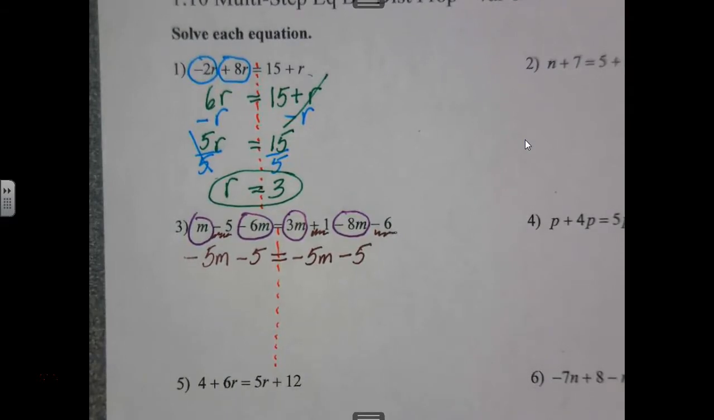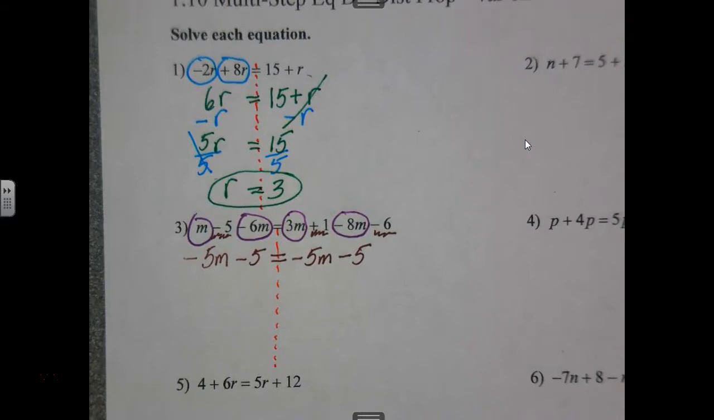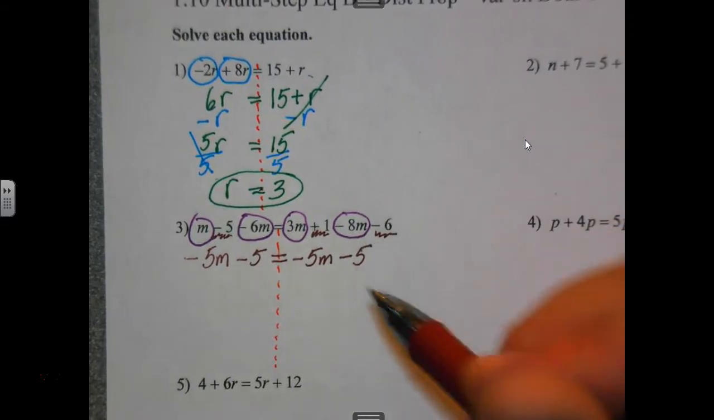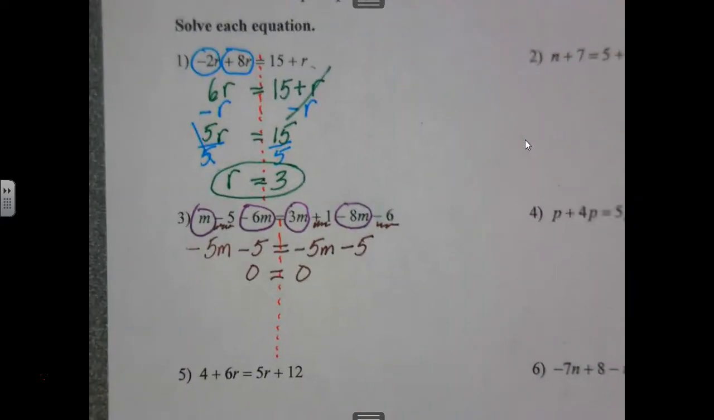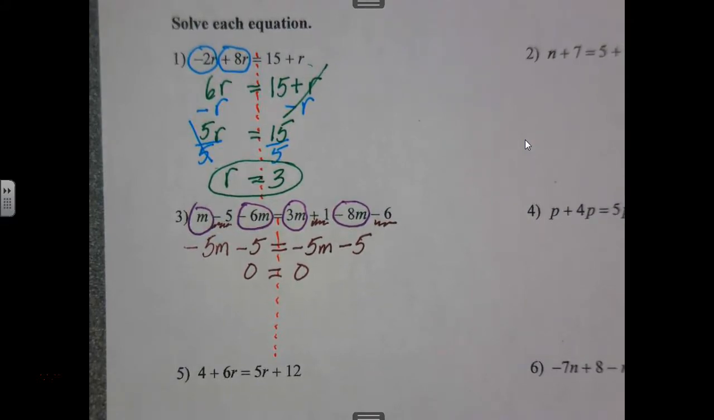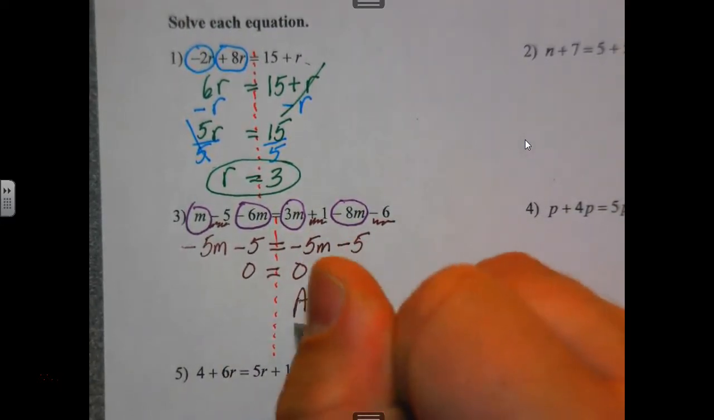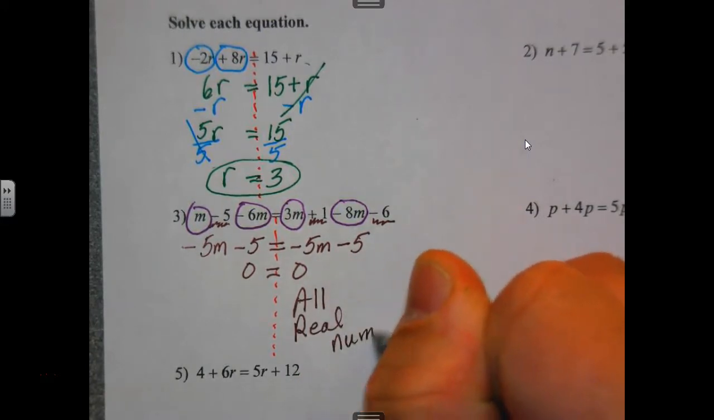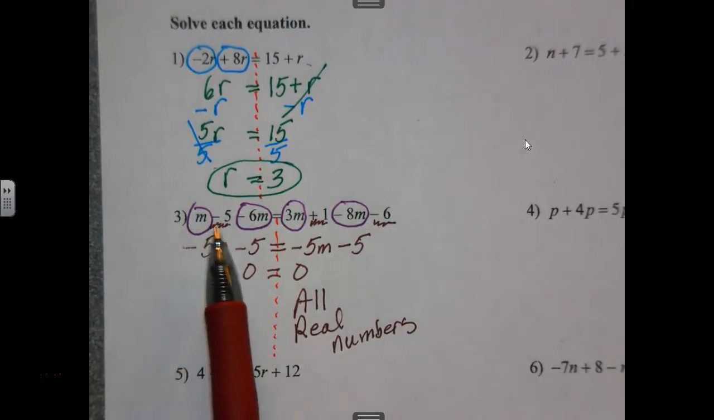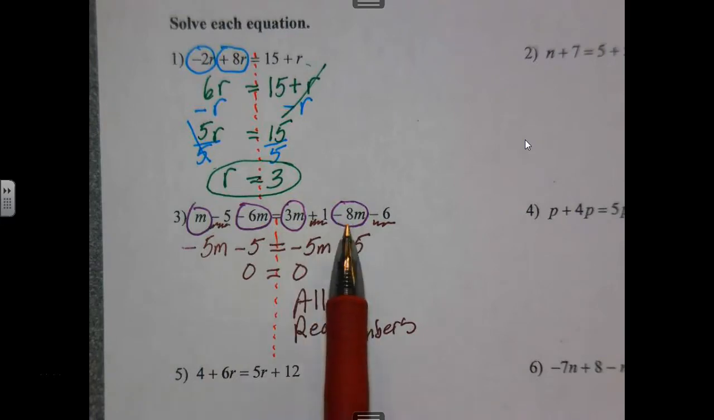Okay. Anybody see something strange about this one? They're the same, right? So if I add 5m and add 5, I'm going to get 0 equals 0. What does this mean? The same line, right? It's the same line. So what does that mean for solutions, though? All real numbers, infinitely many solutions. Right? Anything I choose for m is going to work and make this side of the equation equal to this side of the equation because they're the same.